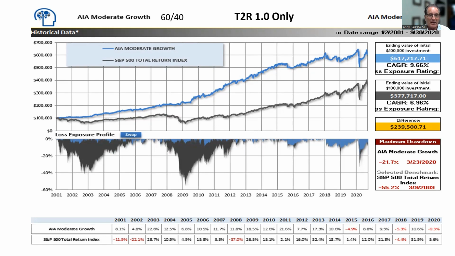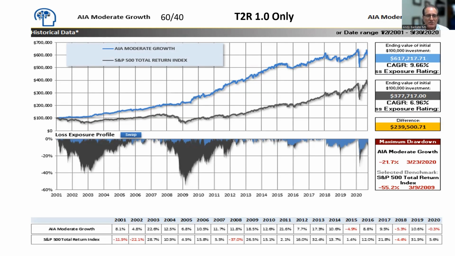Now, this is showing AIA moderate. This is a mix of 40% of a person's portfolio in the AIA strategies, in the models that are suggested, the ETFs or the mutual funds suggested in the monthly newsletter, and the other 40% of a portfolio being in safer areas like money markets, CDs, fixed annuities, T-bills, short-term bonds, something like that, but out of the stock market.